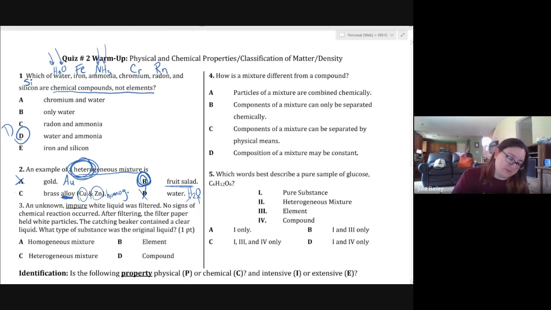which is how we confirm that brass alloy is not the answer choice we're looking for. And what we wanted for heterogeneous was the fruit salad. Number 3, an unknown impure white liquid was filtered.